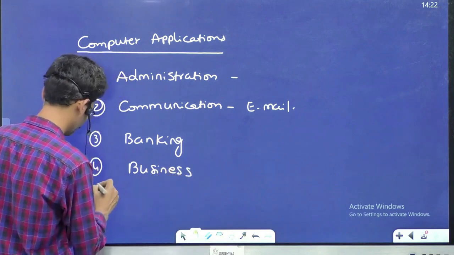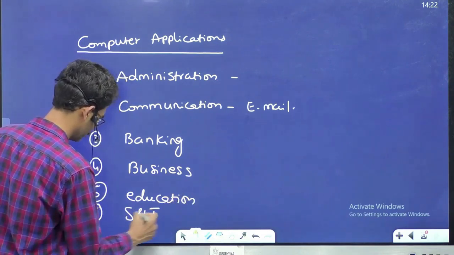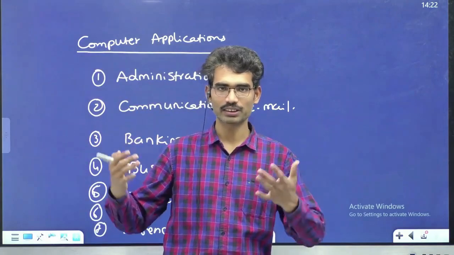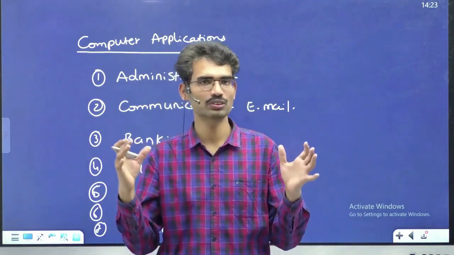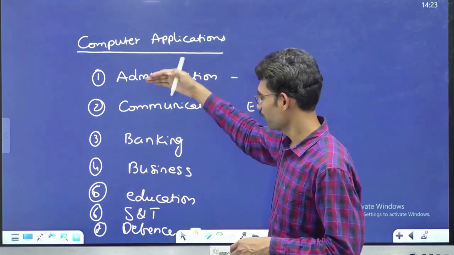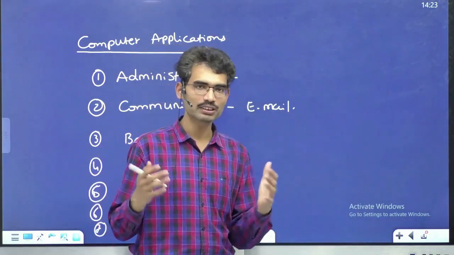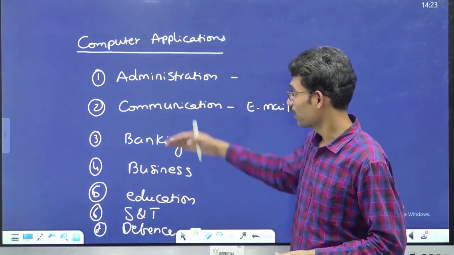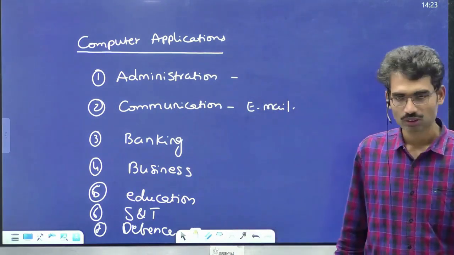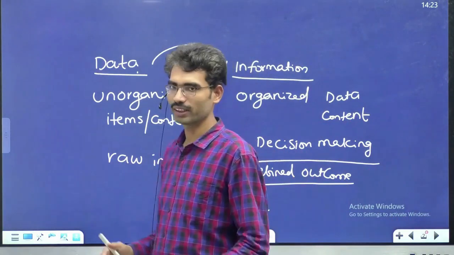Business, education, science and technology, defense, particularly the threats, national security threats are going to change. The nature of national security is going to change completely in the 21st century because of computers. Cyber security, everything. Now you see, everything is going to be connected to computers, and cyber security is going to be a major issue in the 21st century, because of the kind of applications computers are having in each and every field. This is the basic thing which will give you some idea about what computer means.